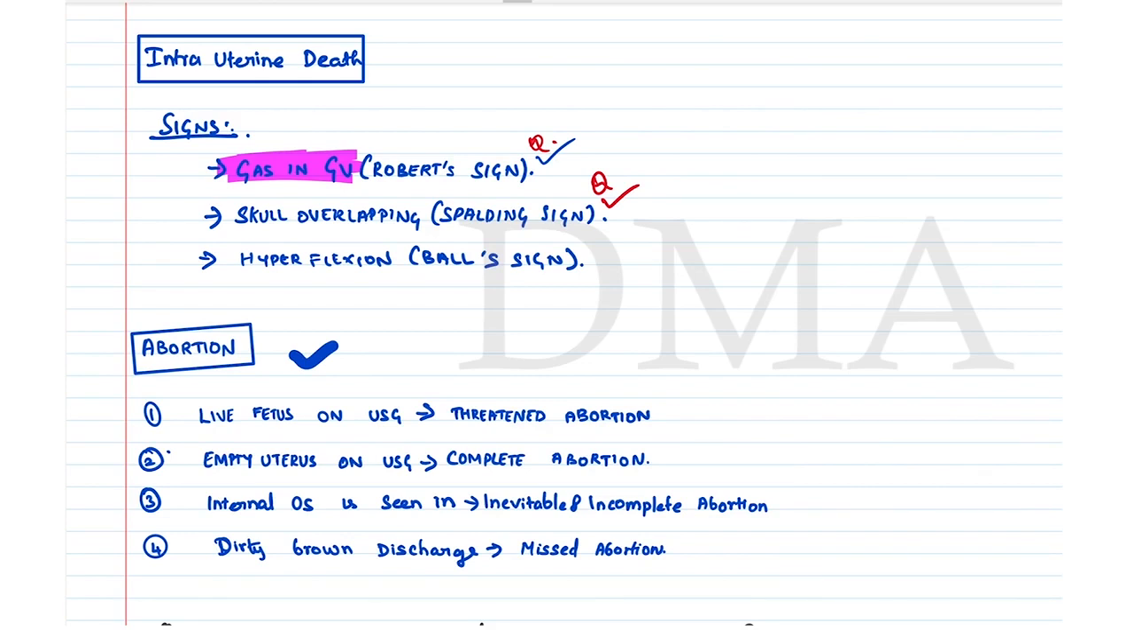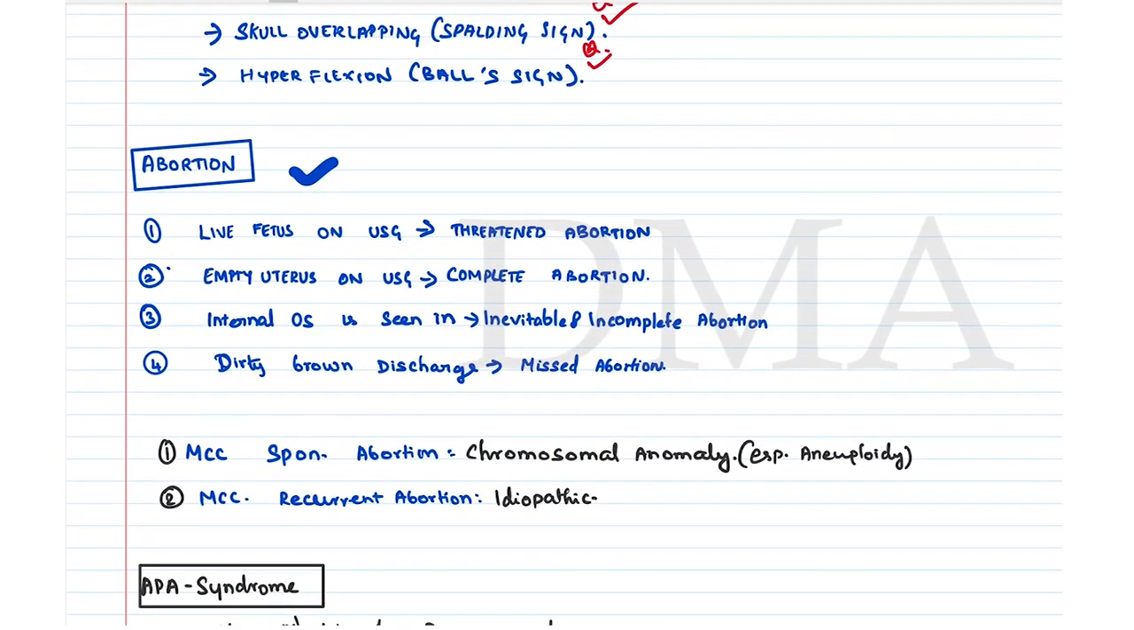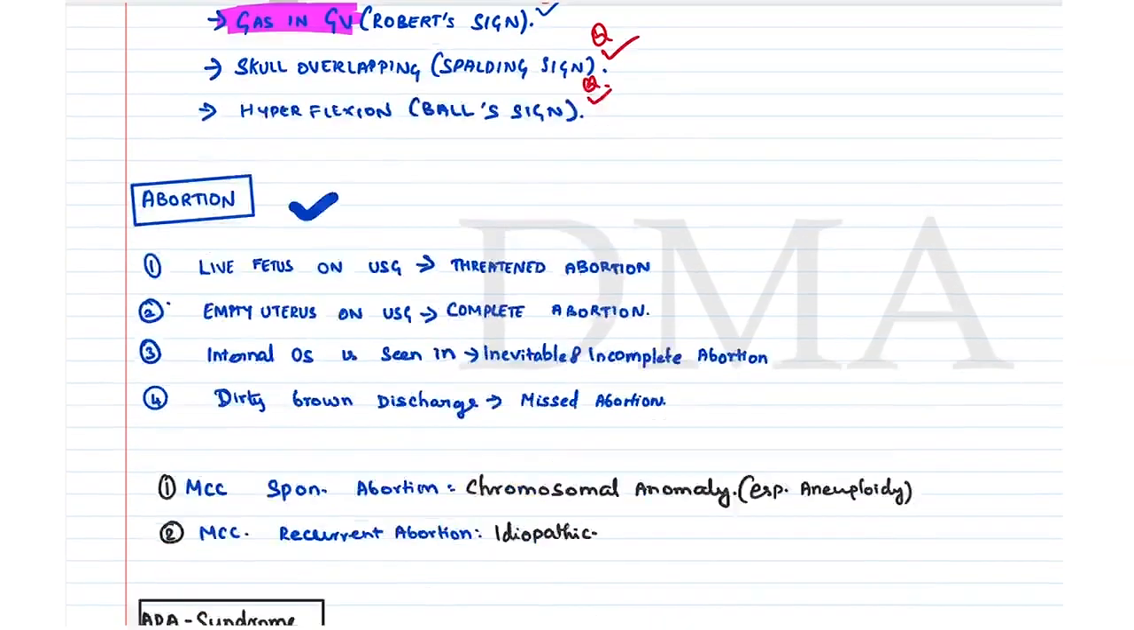And lemon and banana sign, nuchal translucency, dosage of folic acid, everything is pretty high yield. Cardinal movements of labor, and Ball sign is a hyperflexion. Okay, these are the important signs of intrauterine death. Roberts sign, or they may give you gas in the great vessels, indicates intrauterine death immediately, within a second. You should never choose the other thing.